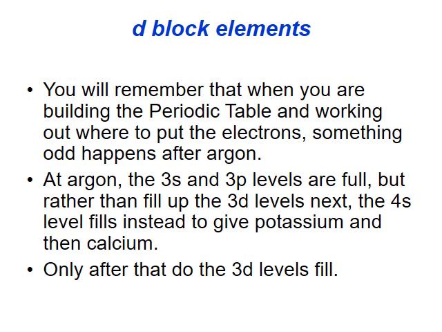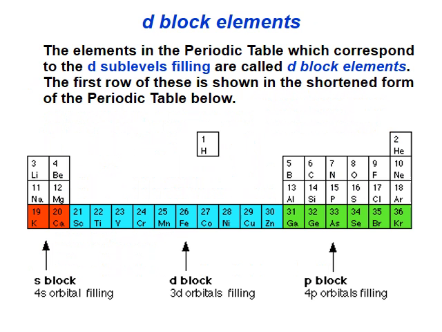You will remember that when you are building the periodic table and working out where to put the electrons, something odd happens after argon. At argon, the 3s and 3p levels are full, but rather than fill up the 3d levels next, the 4s level fills instead to give potassium and then calcium. Only after that do the 3d levels fill.